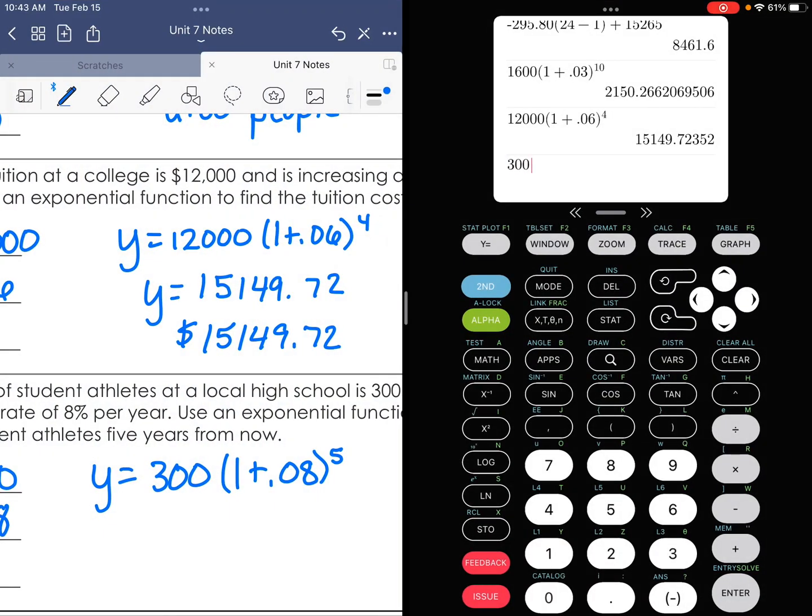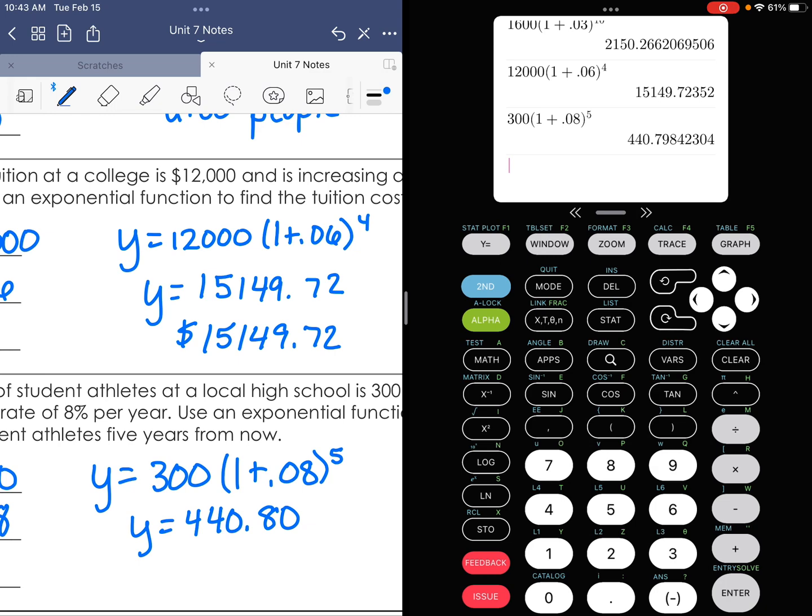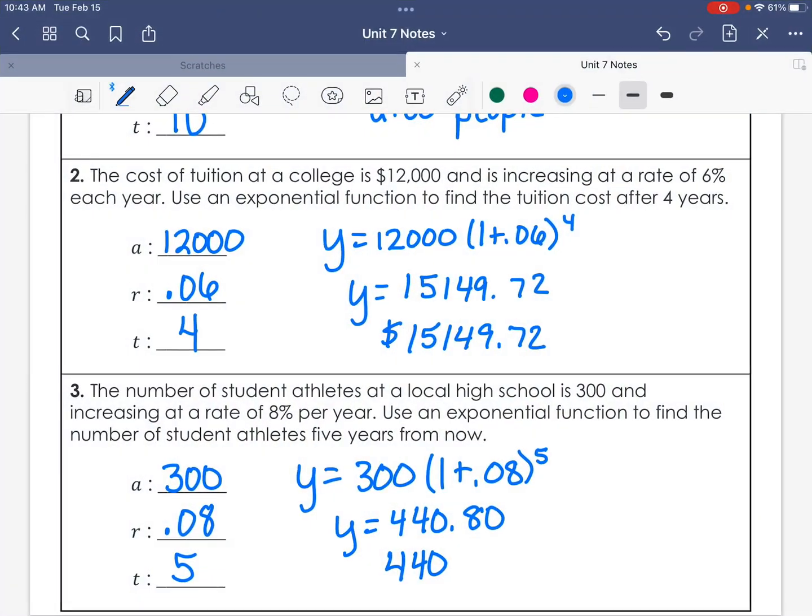So 300, 1 plus 0.08, and then the caret button to get an exponent of 5. And so this is 440.80, because it's 0.798, the 8 rounds the 79 up to 80. However, it doesn't matter because we're talking about people again. So we're actually going to only have 440 student athletes in those 5 years. So that's exponential growth in a nutshell.